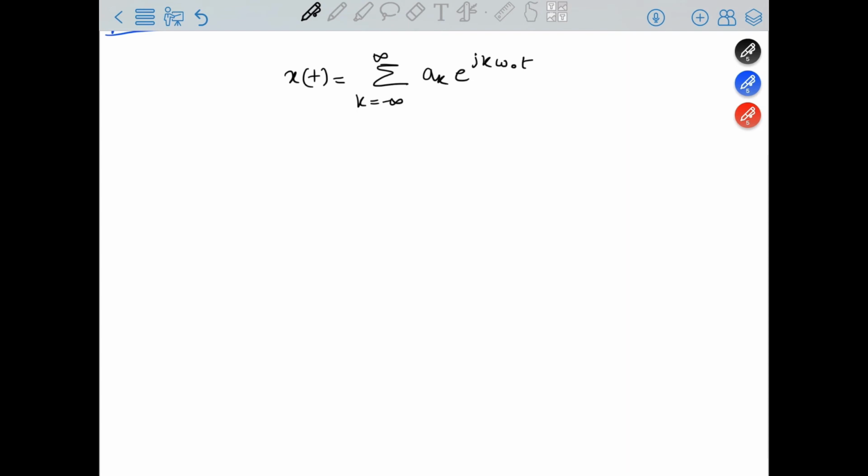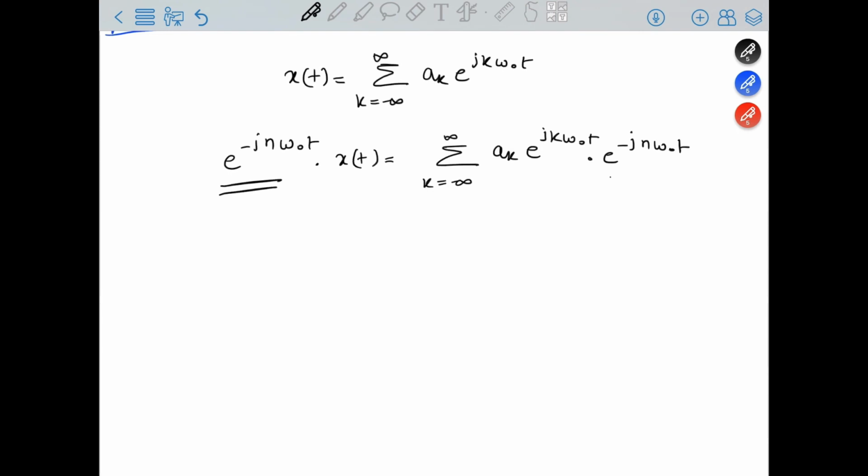Now what we will do is multiply both sides by e^(-jnω₀t). Multiplying with x(t), this will be equal to the summation over k from minus infinity to infinity of a_k e^(jkω₀t) multiplied with e^(-jnω₀t). So the factor e^(-jnω₀t) is multiplied on both sides. Now we'll integrate both sides from 0 to T, where T equals 2π by ω₀.